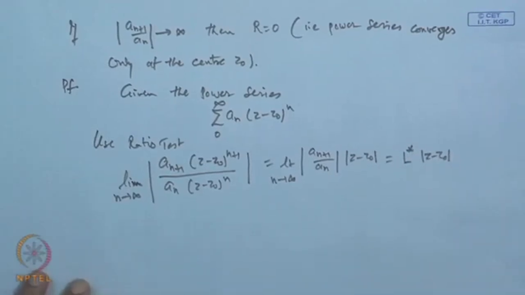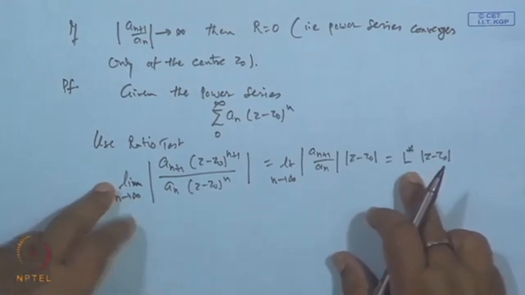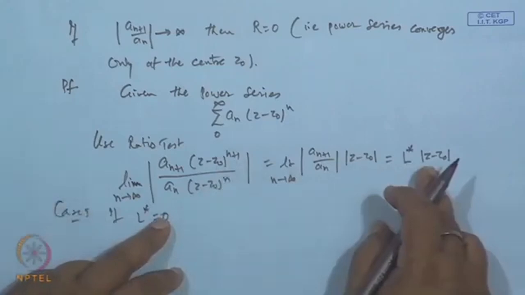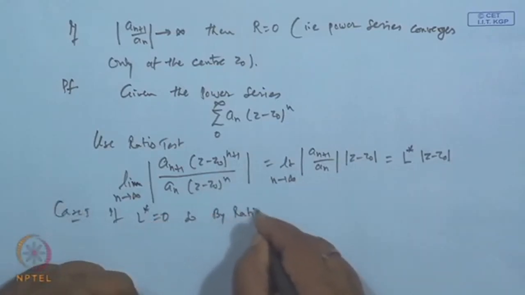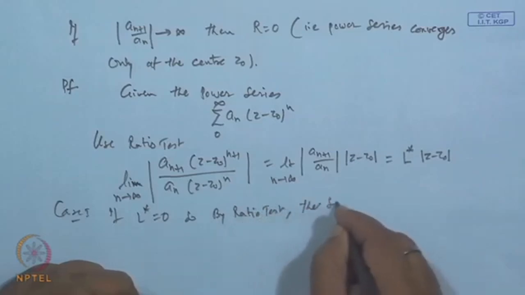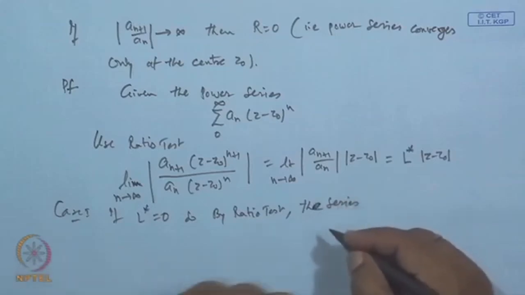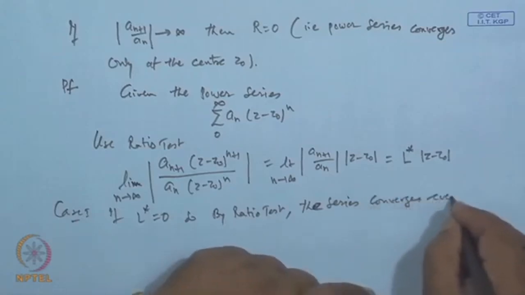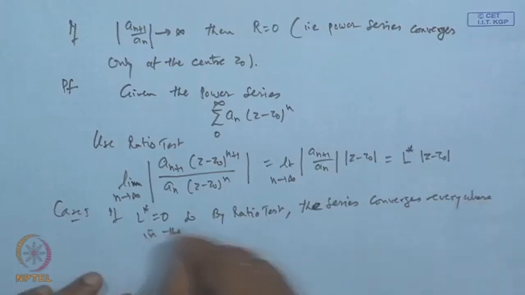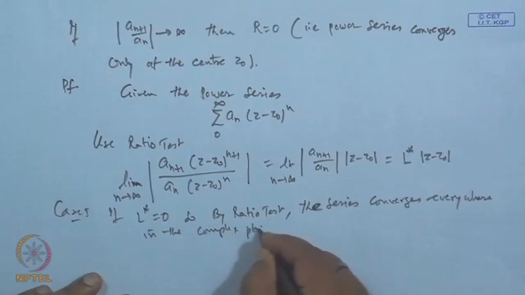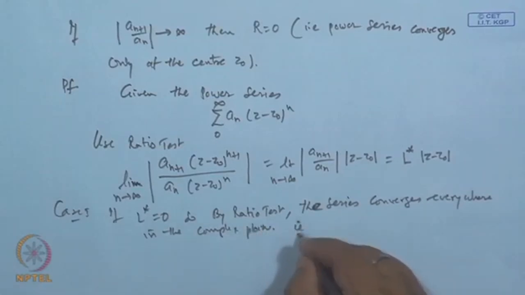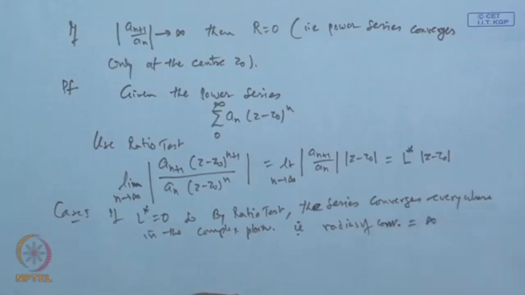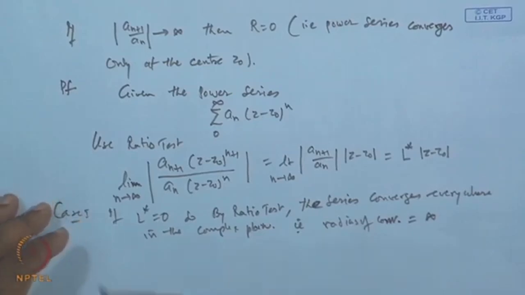Now, case 1: if L star is 0, it means the ratio is strictly less than 1. So, by the ratio test, the power series converges everywhere in the complex plane. That is, the radius of convergence R will be equal to infinity, because it converges everywhere in the complex plane.